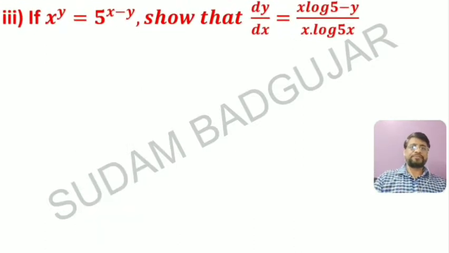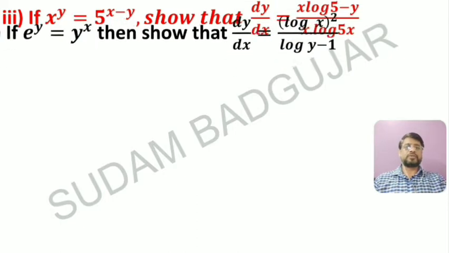Now next question, this is for practice. If x raised to y is equal to 5 raised to x minus y, then show that dy by dx is equal to x into log 5 minus y upon x into log of 5x. It is also the same type. Instead of e, I take 5 here. It's a similar type of question, just you try this one.